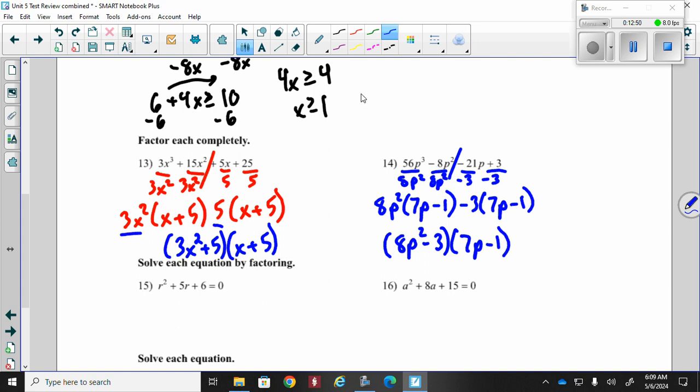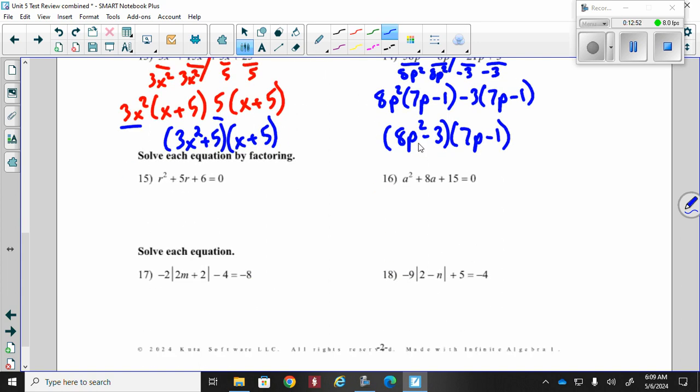All right, solve each equation by factoring. First thing out of the gate, what multiplies to get C and adds to get B? Well, it's r plus 2, r plus 3 equals 0. But remember, that's not your answer. You have to set each equal to 0 and then solve. So I subtract 2, r is equal to -2, r is equal to -3.